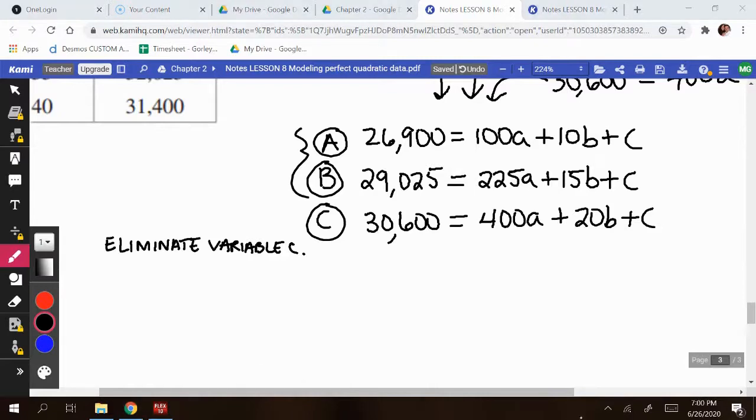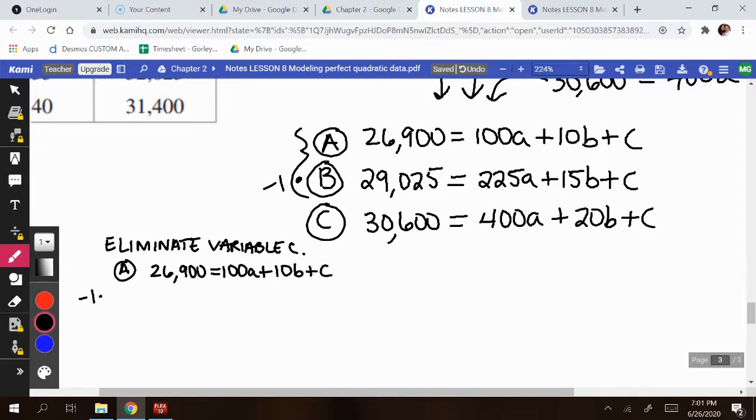I'm going to keep one c positive and then make the other one negative. So I'm going to take this second equation and multiply it by -1. I'm going to distribute -1 through to every single term. In the first equation here, which is equation capital A, I'm going to leave it as 26,900 equals 100 lowercase a plus 10 lowercase b plus lowercase c.